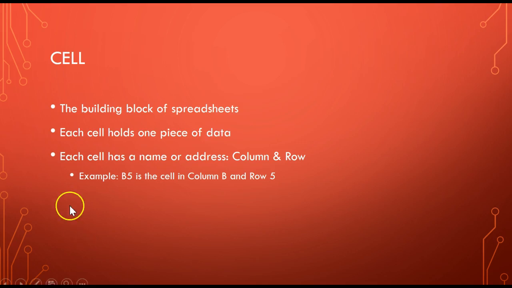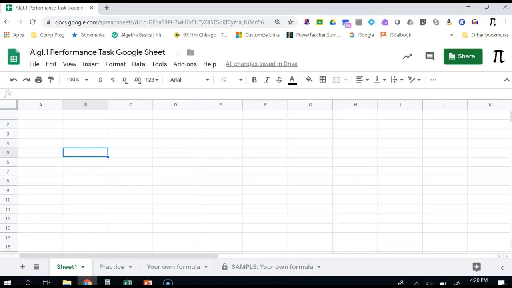So each cell will have a name or address, and we name it by column and row. For example, cell B5 is the cell in column B and row 5. This is where cell B5 would be on our spreadsheet. Row 5, column B. This cell has a name or an address called B5.